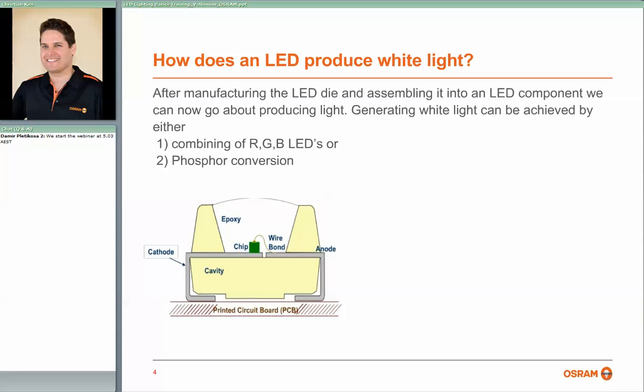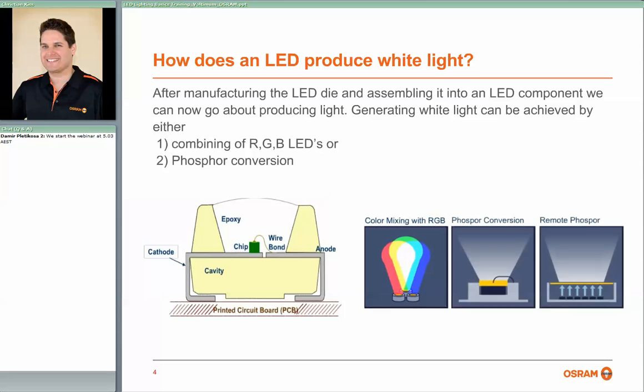After manufacturing the LED die and assembling it into an LED component, or a package as some people call it, we now go about producing light. Generating white light can be achieved in a number of ways, the most common of which is either using RGB, which is red, green and blue LEDs, and color mixing, using the additive color system by adding colors and mixing, or phosphor conversion. So color mixing and phosphor conversion.